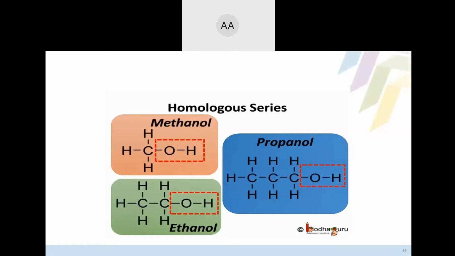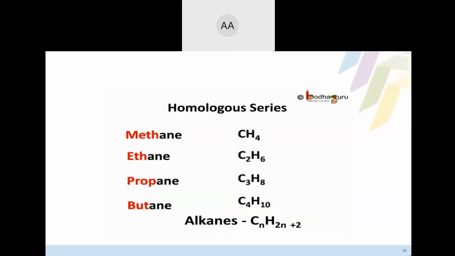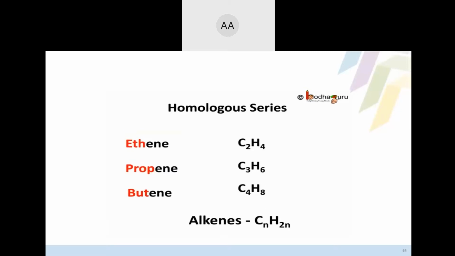So we can say alkanes are an example of a homologous series as they have the same general formula CnH2n plus 2. And also alkenes are an example of a homologous series as all alkenes have the same general formula CnH2n.